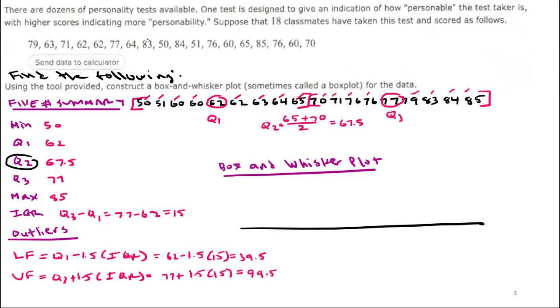So when we look at our data here, the lowest number we have is 50. In order to be a lower outlier, it has to be lower than 39.5. So we don't have an outlier for the lower fence. For the upper fence, the number has to be bigger than 99.5. Our highest number is 85, so we don't have an upper fence outlier. So in this case, we have no outliers.